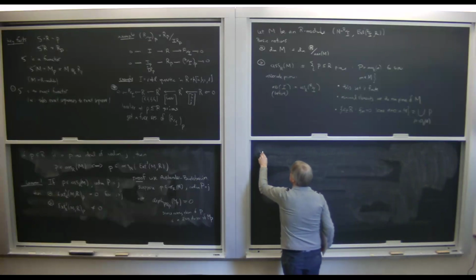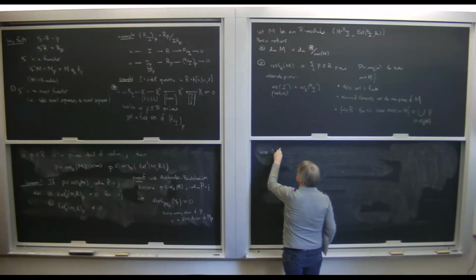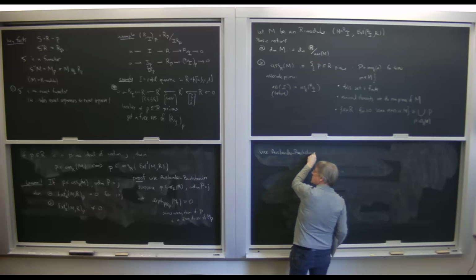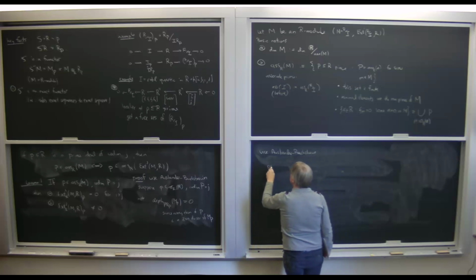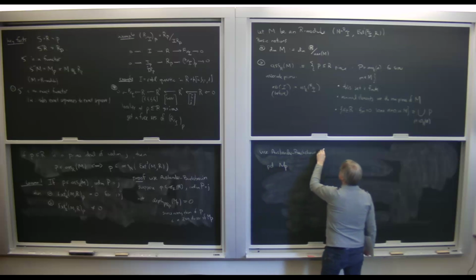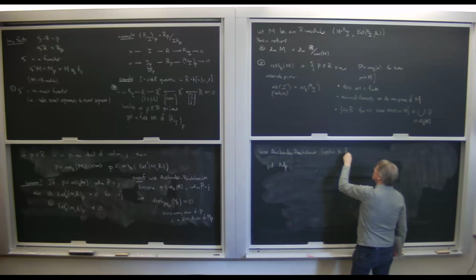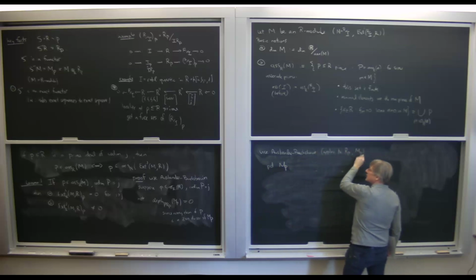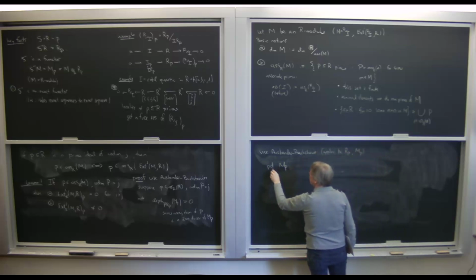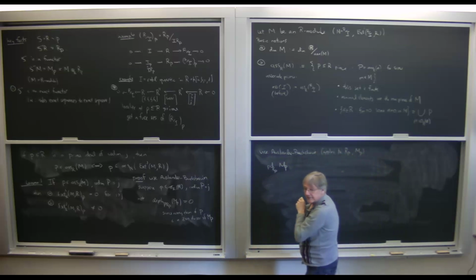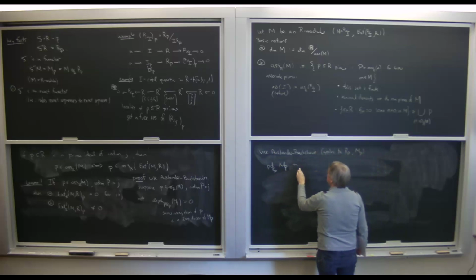Okay, so use Auslander-Buchsbaum. I already said that, but now I'm going to really use it. It says that the projective dimension of M_P over the ring R_P, which we can compute by doing this kind of thing here, plus the depth of that is 0.